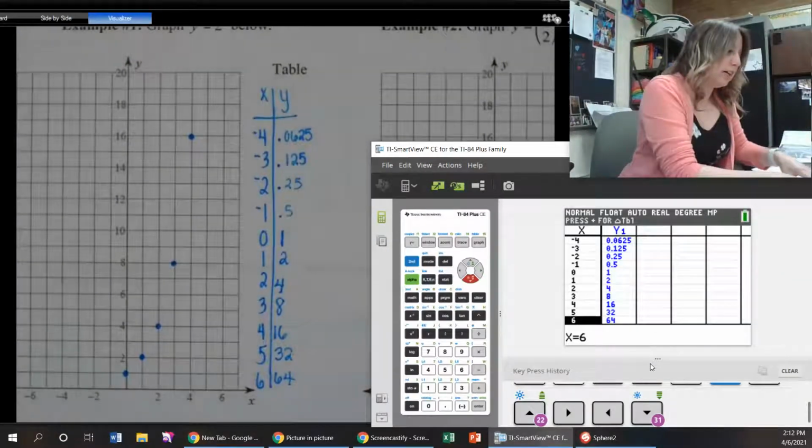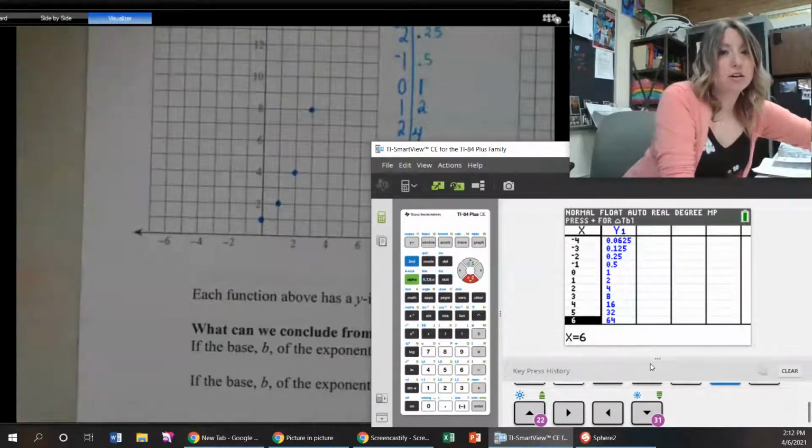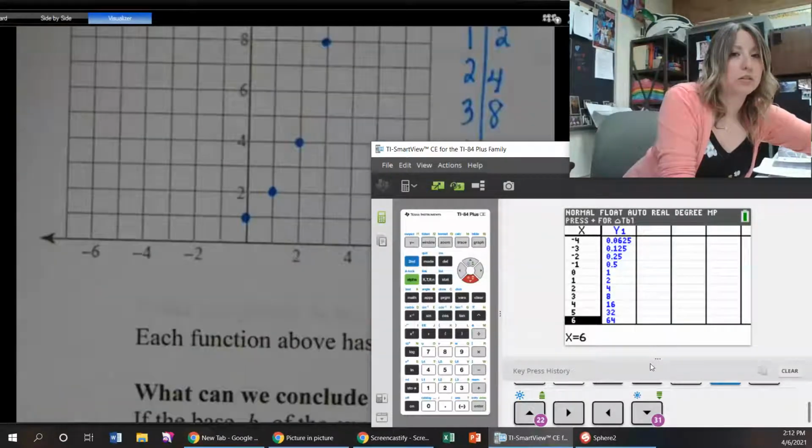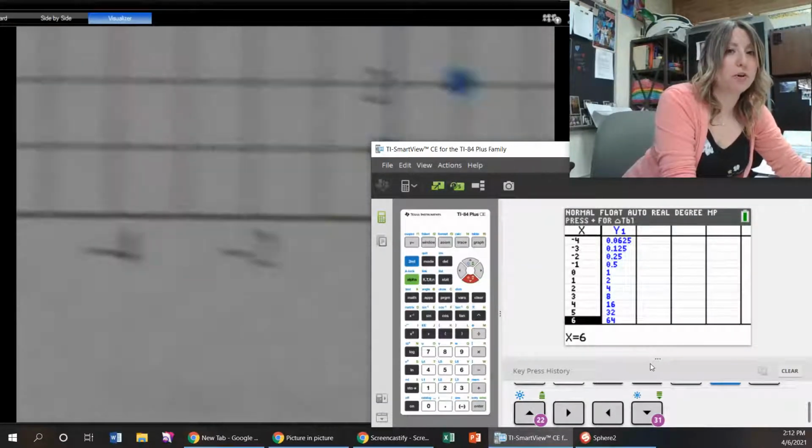And now let's zoom way in to go back the other direction and get those fractional points. Okay, so let's think about those.